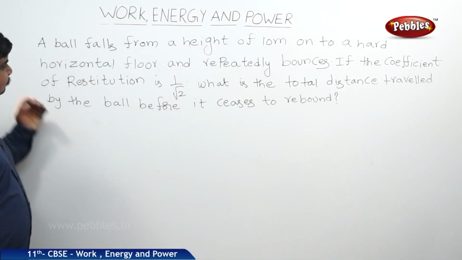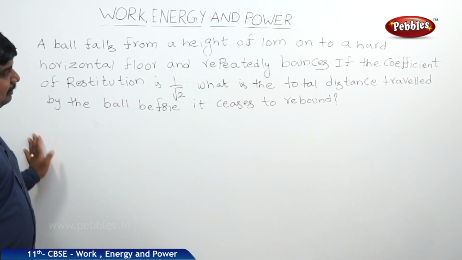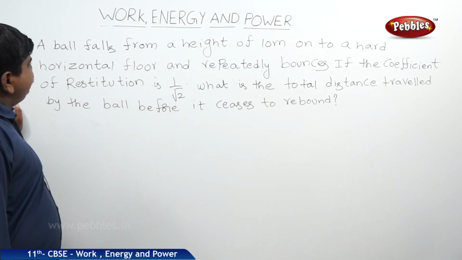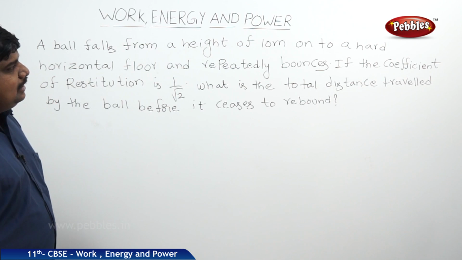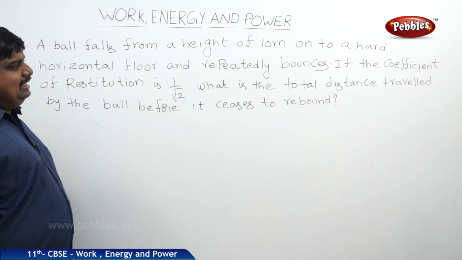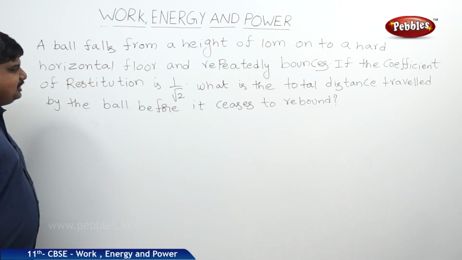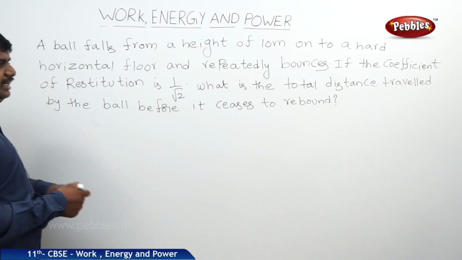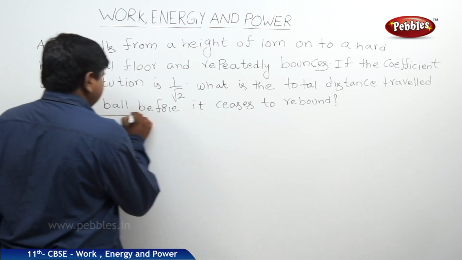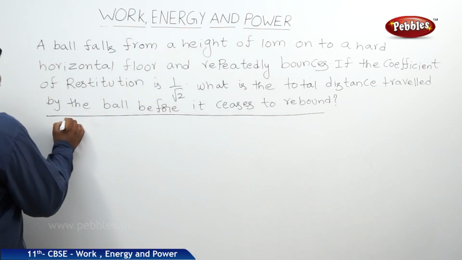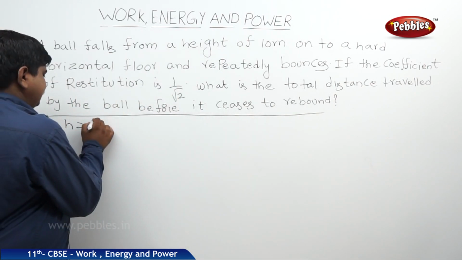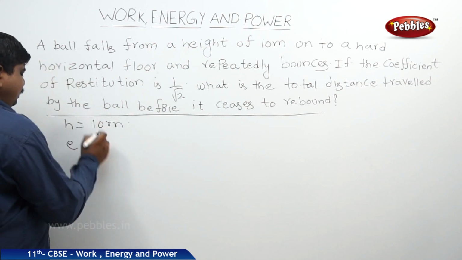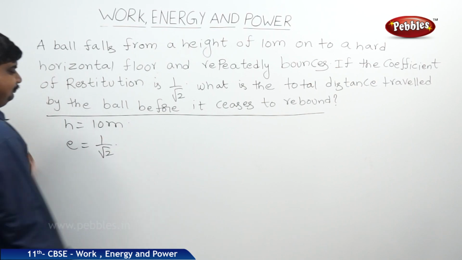Here is one problem on the concept of the distance travelled by a body after a number of rebounds. A ball falls from a height of 10 meters onto a hard horizontal floor and repeatedly bounces. If the coefficient of restitution is 1 by root 2, what is the total distance travelled by the ball before it ceases to rebound? So the height from which the body is falling is 10 meters. Coefficient of restitution e is equal to 1 by root 2.